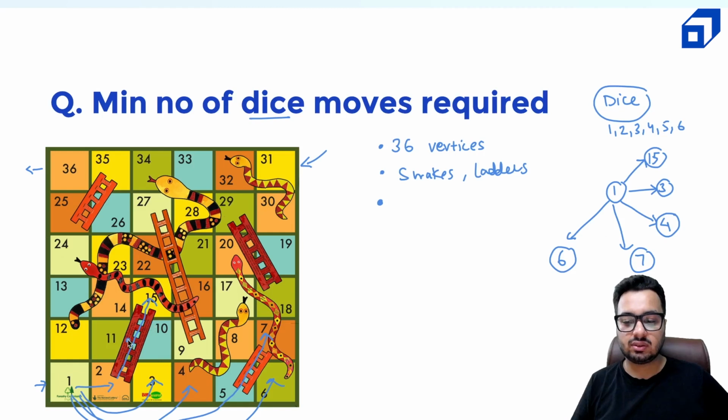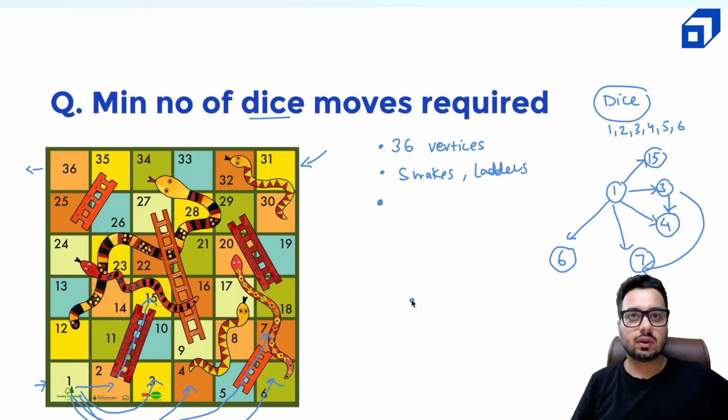Starting from 2, there is a ladder, so we do not need to do anything. Then you go to 3. From 3 again there are edges. There is an edge from 3 to 4. If you see carefully, from 3 you can go to 4, and so on. From 3 you can go to 7 also, so from 3 to 7 there is an edge, and so on.